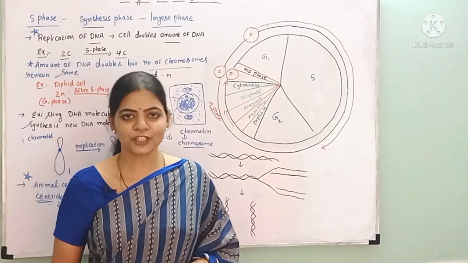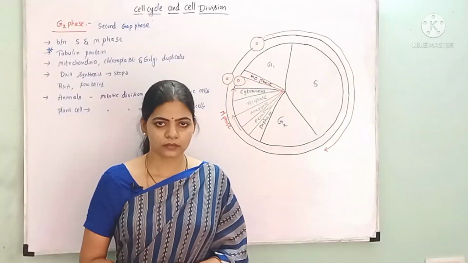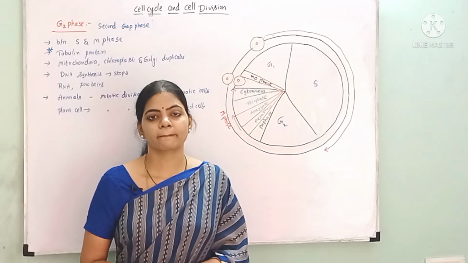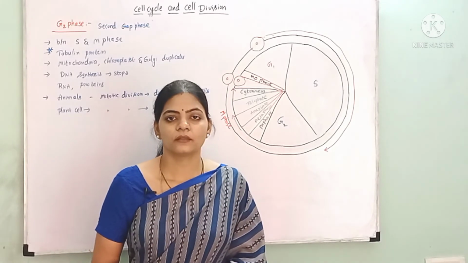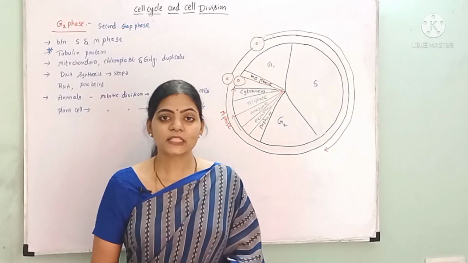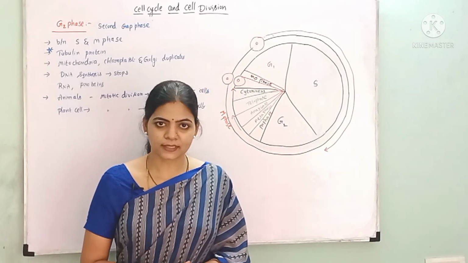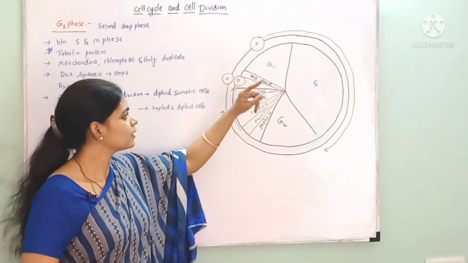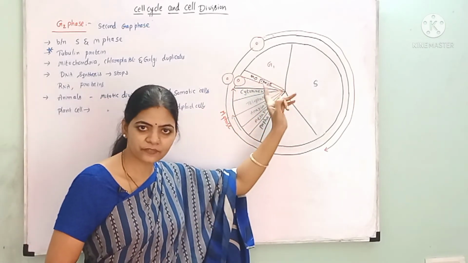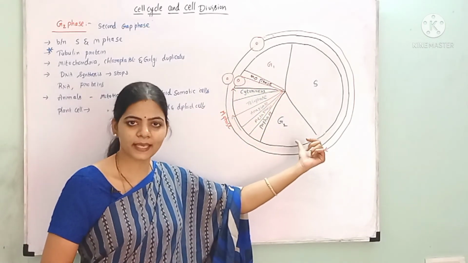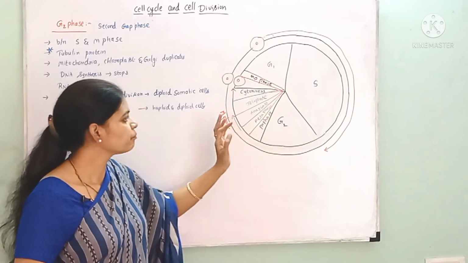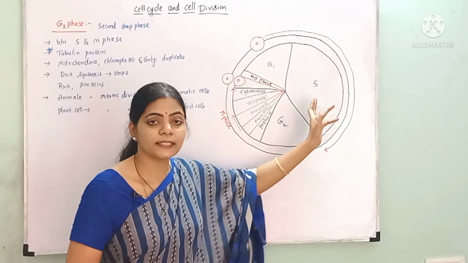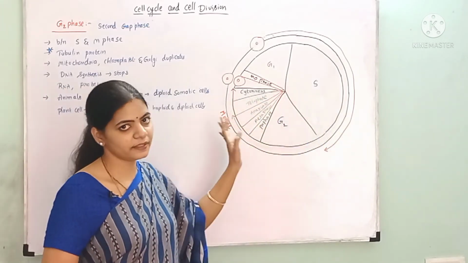And the next one is the G2 phase. The G2 phase is otherwise called the gap 2 phase. The G1 phase is called the gap 1 phase, and the G2 phase is called the gap 2 phase. And this G2 phase is the intermediate between S phase and M phase.